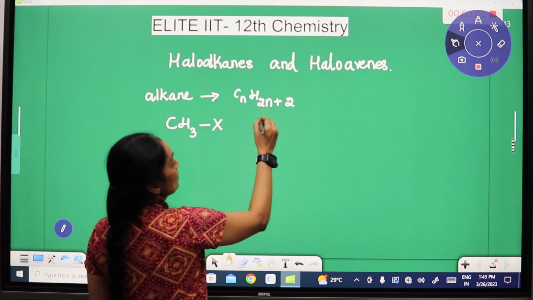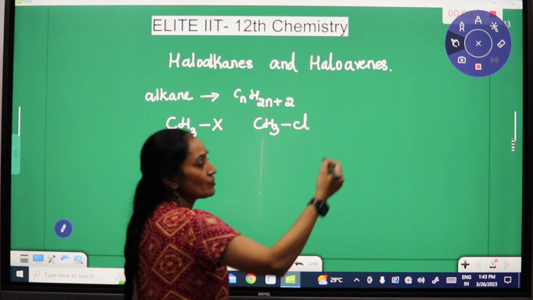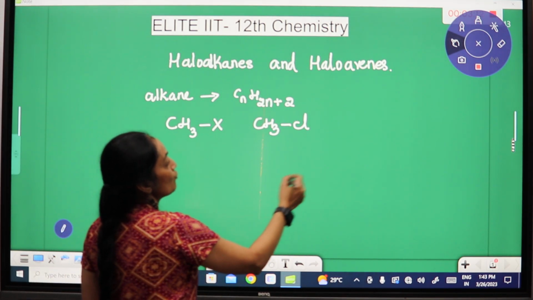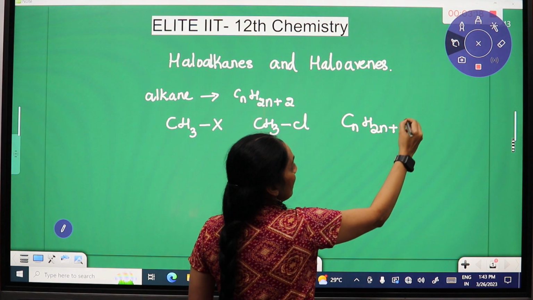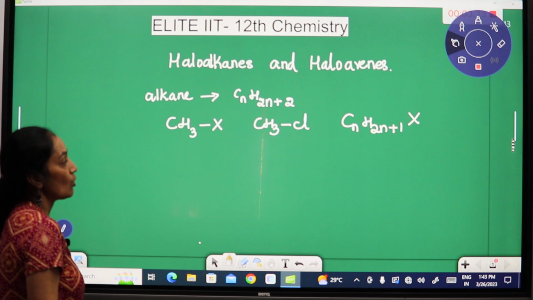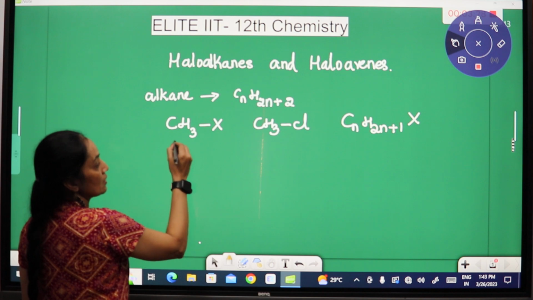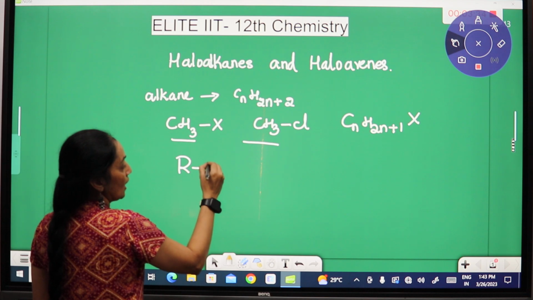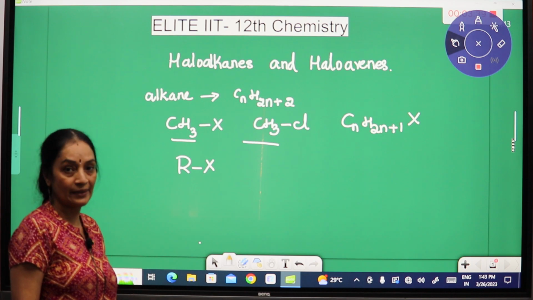So, we will take here CH3 and substitute with Cl. You can take any of the halogens, you can take fluoride, chloride, bromide or iodide. So, the general formula will be CnH2n plus 1 X, as one of the hydrogen is replaced by X. Henceforth the alkyl group, that is a methyl group, is represented by R and halogen is represented by X. So, we call this an alkyl halide.